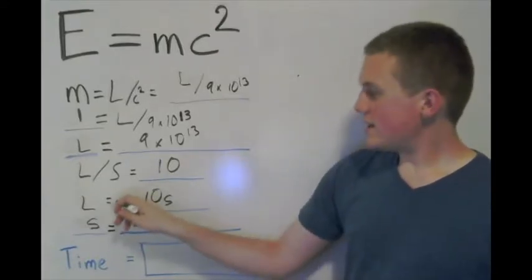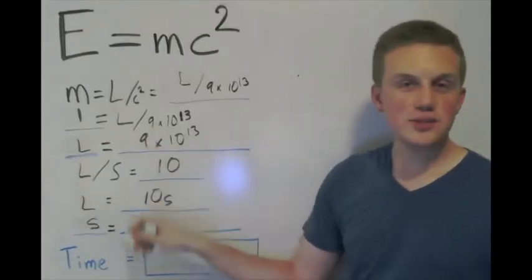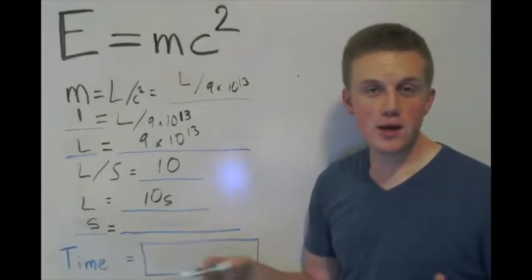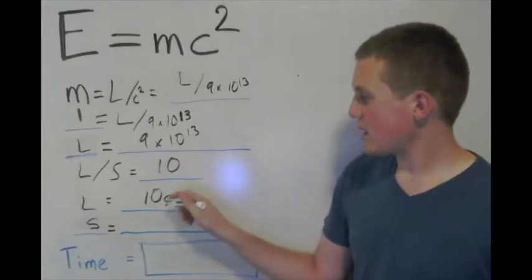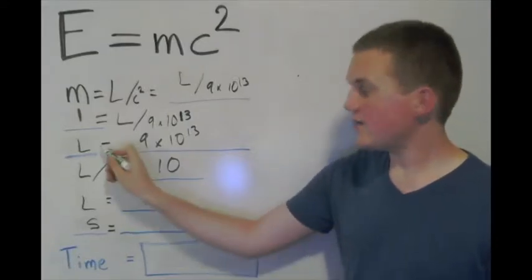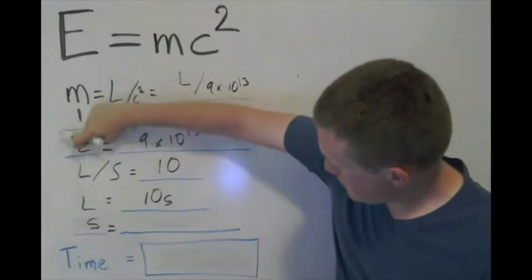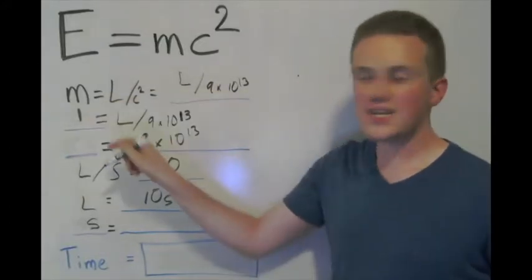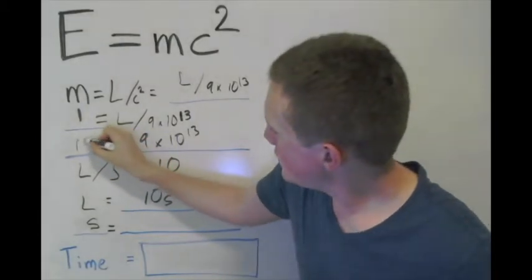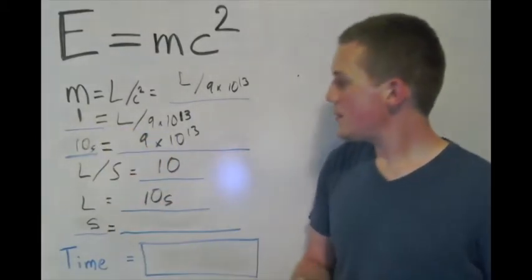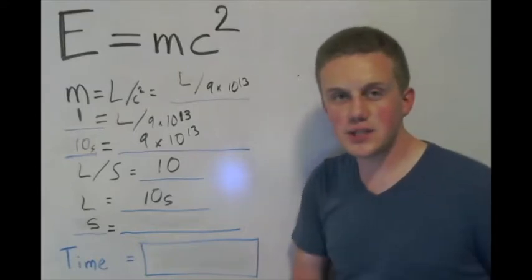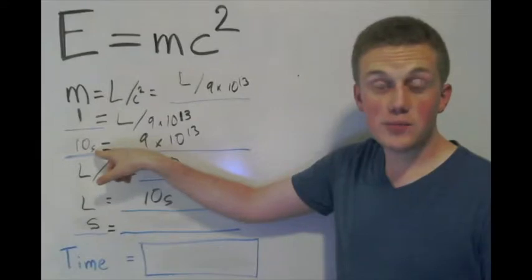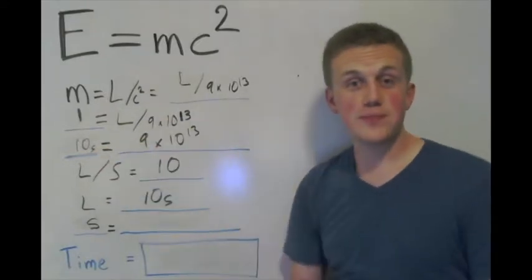What I mean is that these two expressions both express L in a different way. But these are equivalent expressions. So instead of L up here, we can have 10S. And now that we've done that substitution, we have an equation that has only one variable, S, and it's the variable we want. That's great.